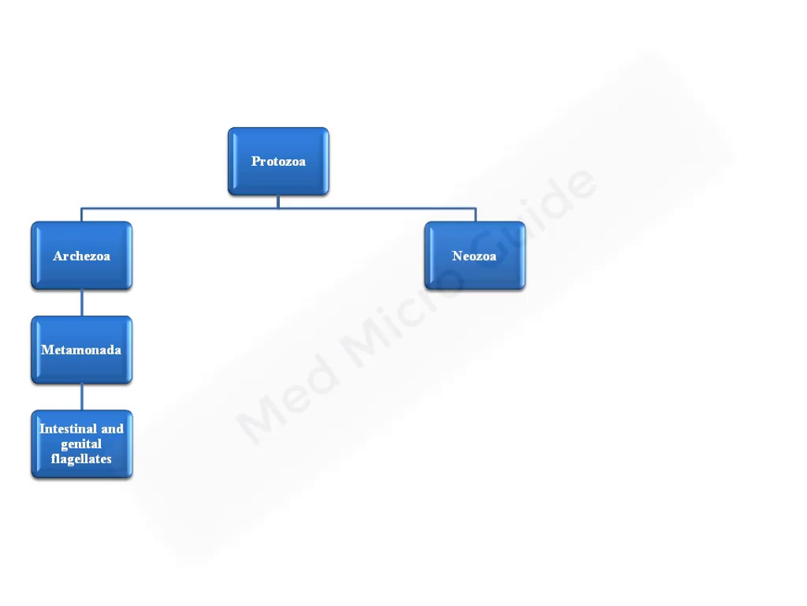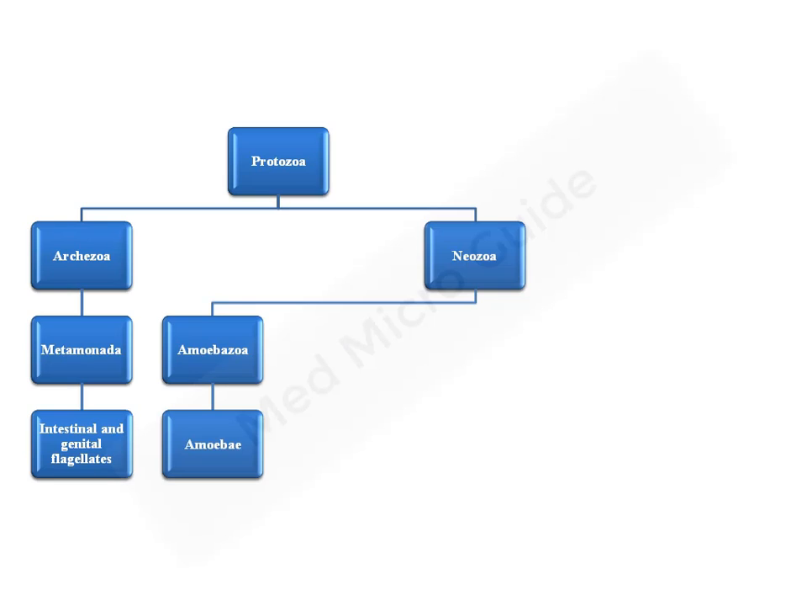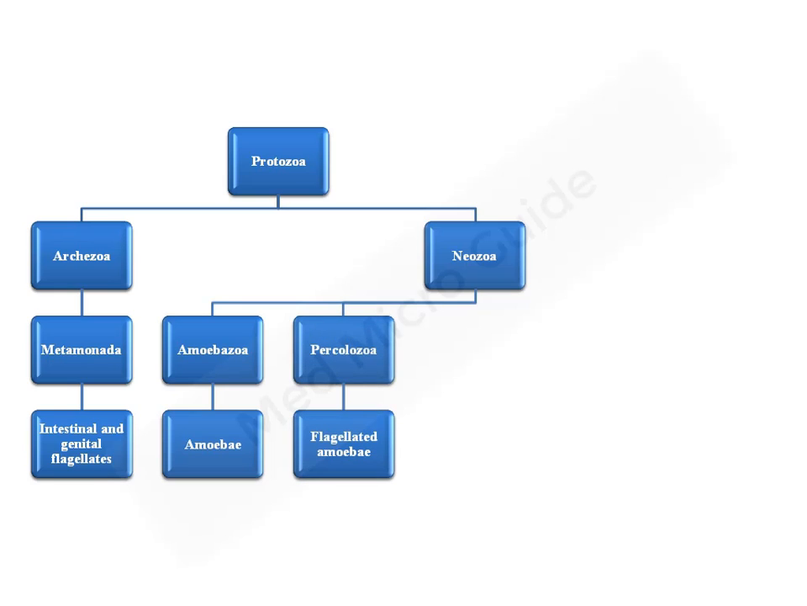Subkingdom Neozoa has unicellular eukaryotic organisms which typically possess mitochondria and other organelles. It has phylum Amoebozoa, which are unicellular eukaryotic organisms with pseudopodia. They have class Amoeba, which are free-living amoeba with mitochondria, and class Archamoebae, which are obligate amoeba with secondary loss of mitochondria. The phylum Percolozoa has flagellated amoebae like Naegleria.